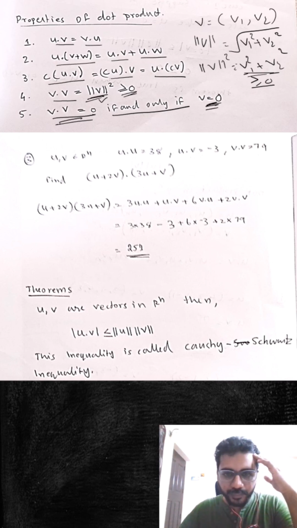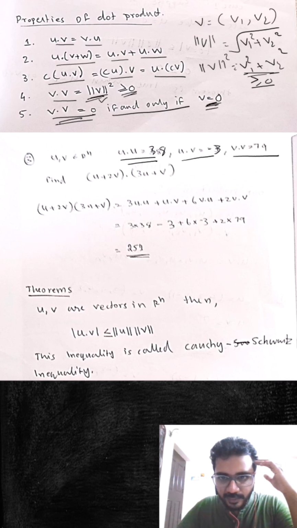Now consider this problem. Here u dot u is given as 38, u dot v is given as -3, and v dot v is given as 79. Then we need to calculate (u plus 2v) dot (3u plus v), by expanding it.